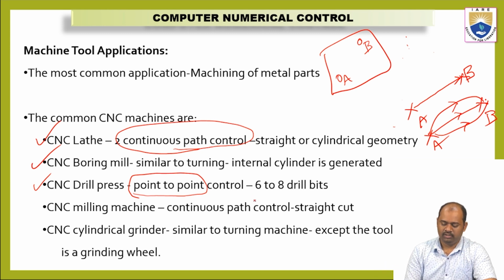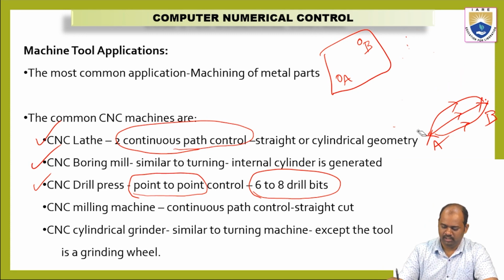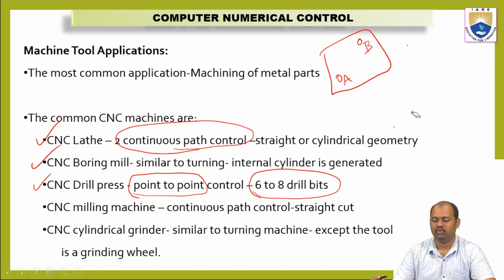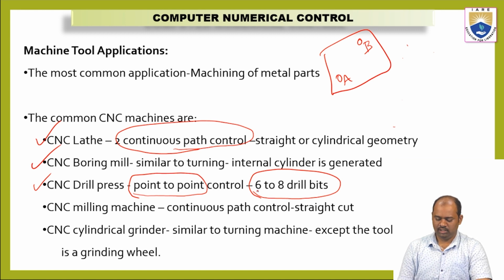Okay. Now see here, 6 to 8 drill bits are fixed to the CNC drill press. So what are drill bits? We should know what is a drill bit. In the previous module we have seen what is a drill bit and how it is used for making holes. See here, 6 to 8 drill bits can be attached to the drill press.